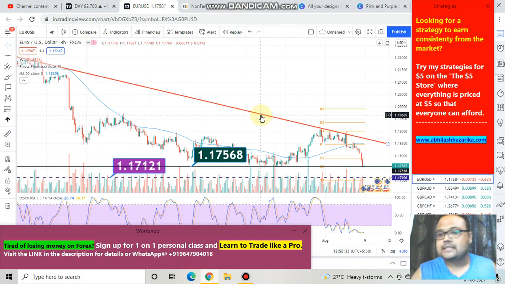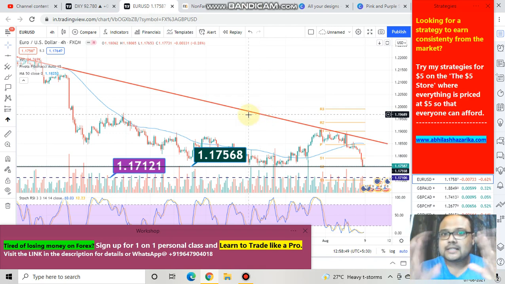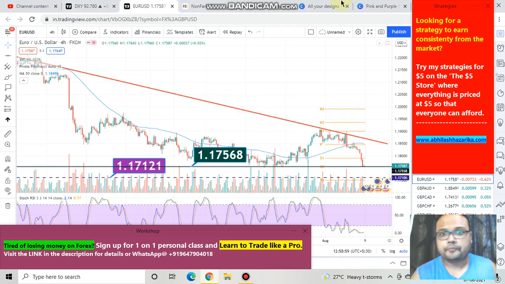So right now you can see that this is the present setup of the market. Overall, I'll say that unlike the other pairs, the basic structure of the Euro USD chart is still intact. Yes, there was some selling pressure, but the setup is not destroyed yet. So let's try to understand these lines that I have got here. Let's do the analysis first, then we'll jump to the strategy.